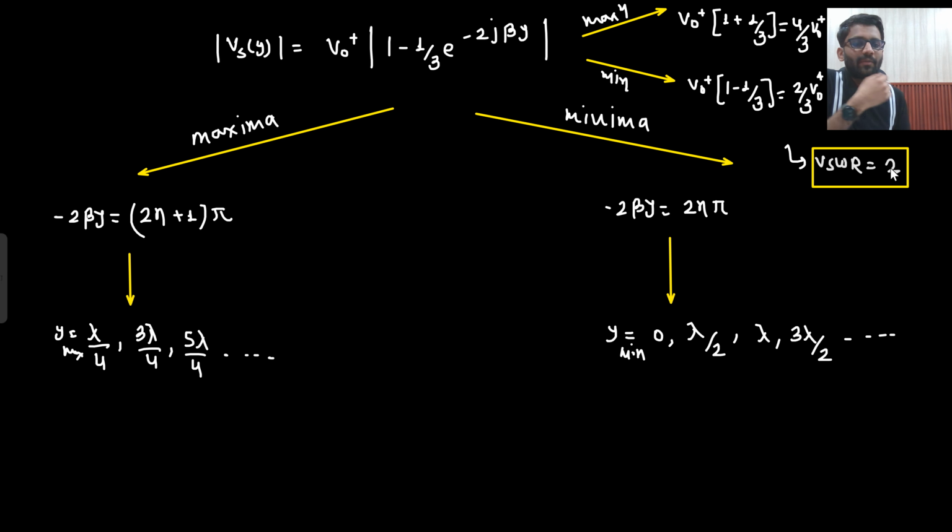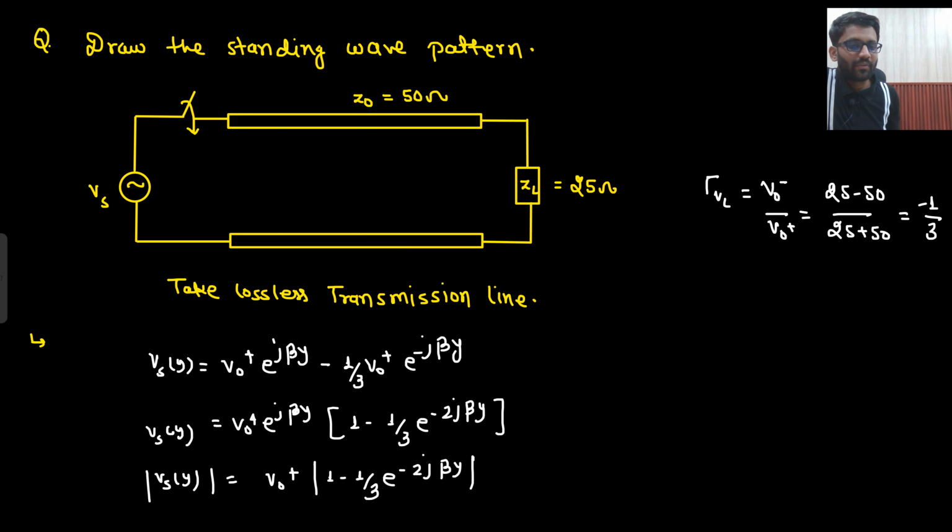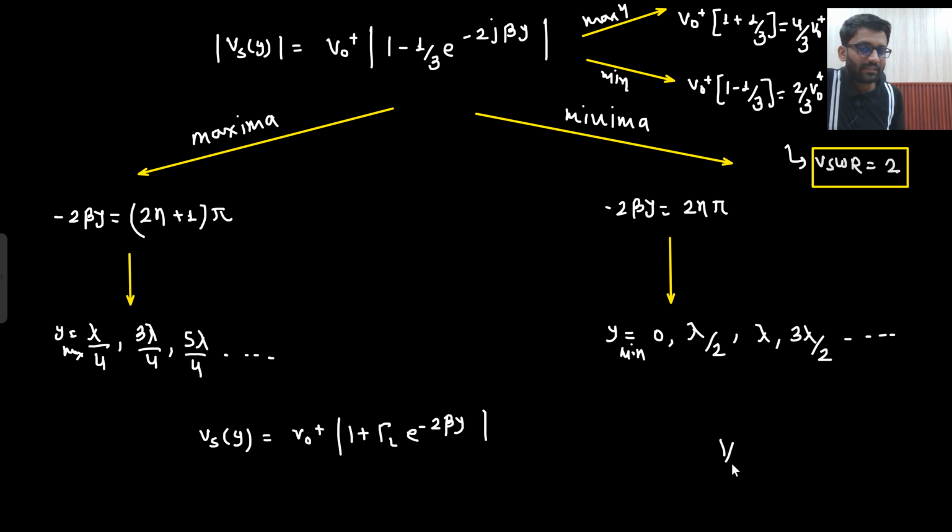Now what I was saying, you can develop a formula for voltage standing wave ratio. It will be the same as in your EM wave. What will be the formula? What do you think? You can see from here what I can write as my VSY. My VSY is V0 plus times 1 plus gamma L e to the power minus 2j beta y. This is what I am getting. This gamma L can have some phase as well. Here it was coming minus 1 by 3. In the previous case, it was coming plus 1 by 3. But it can come in this manner as well, e to the power j theta.